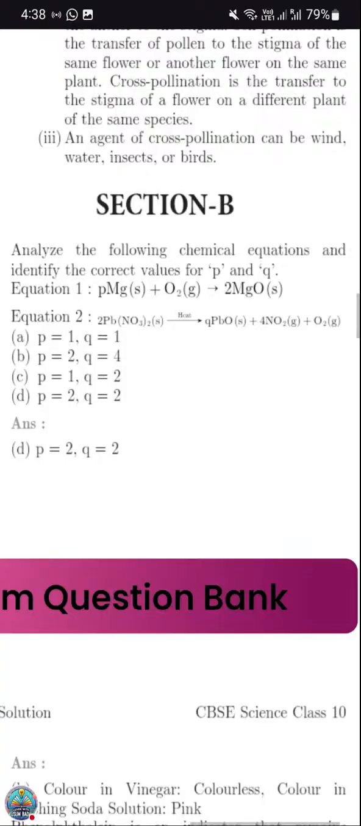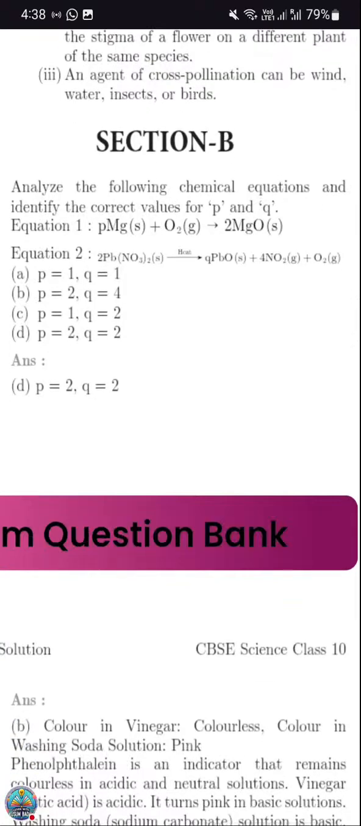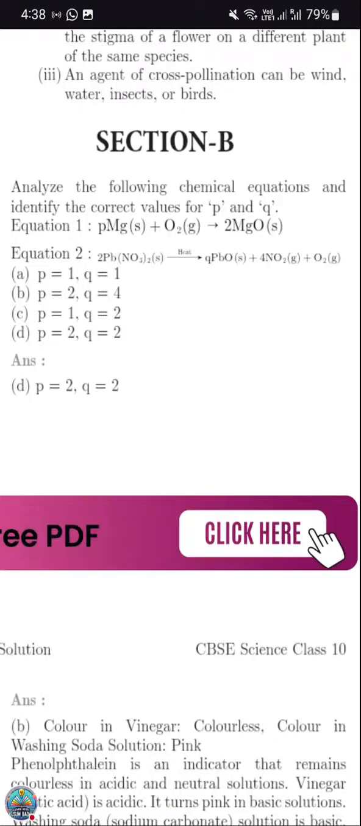Section B. First question, analyze the following chemical equation. If you recall back, our previous paper also started with the first MCQ of chemistry with balancing the equation. The same pattern question was there in the last paper also. Analyze the following chemical equation. Mg plus O2 will form MgO. So here, identify the correct value of P and Q. You need to balance it. Two atoms of magnesium will combine with one molecule of oxygen. Two atoms to form MgO.